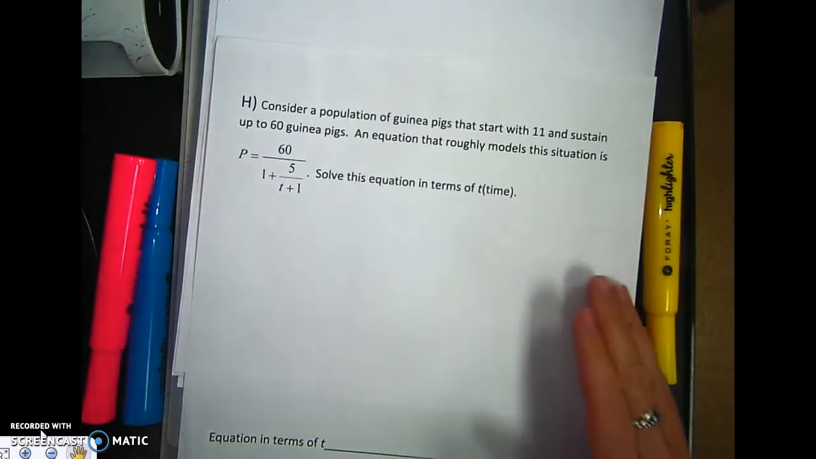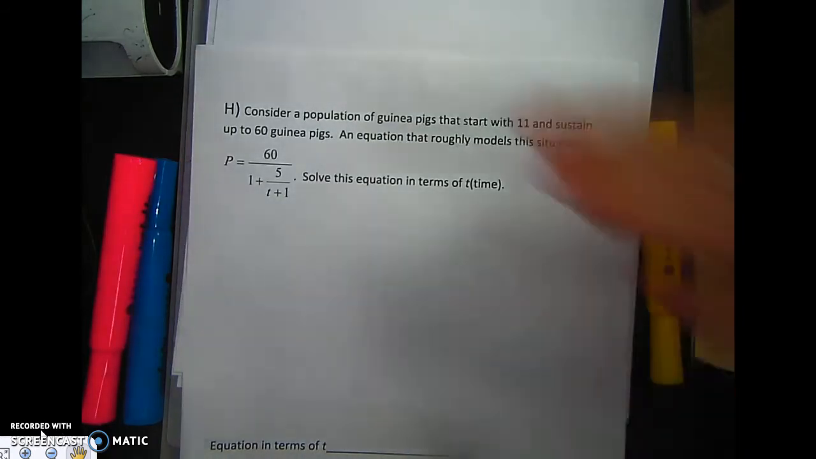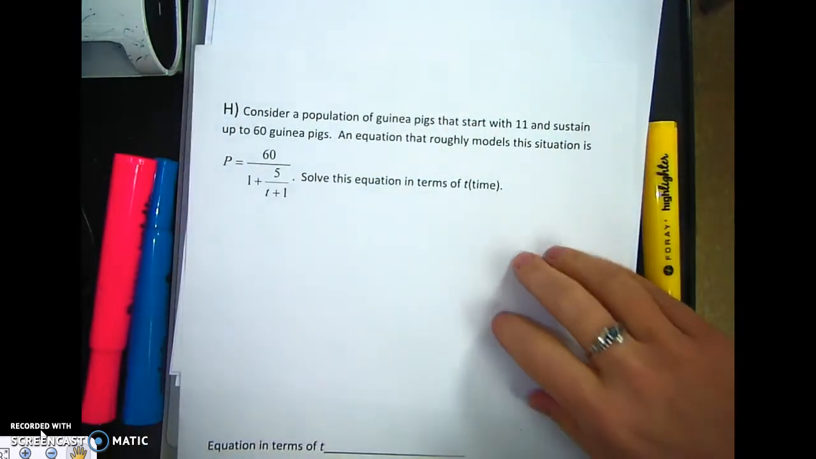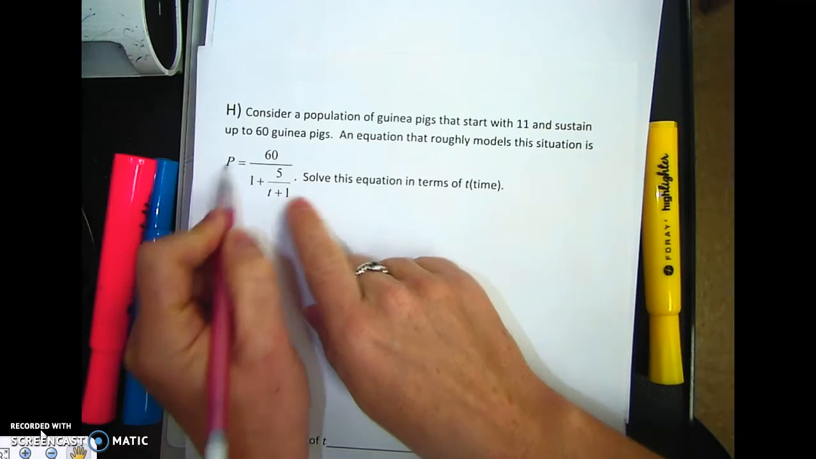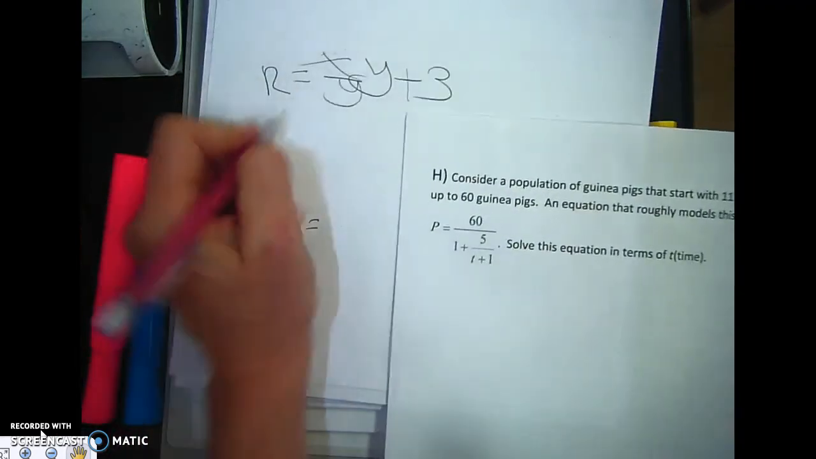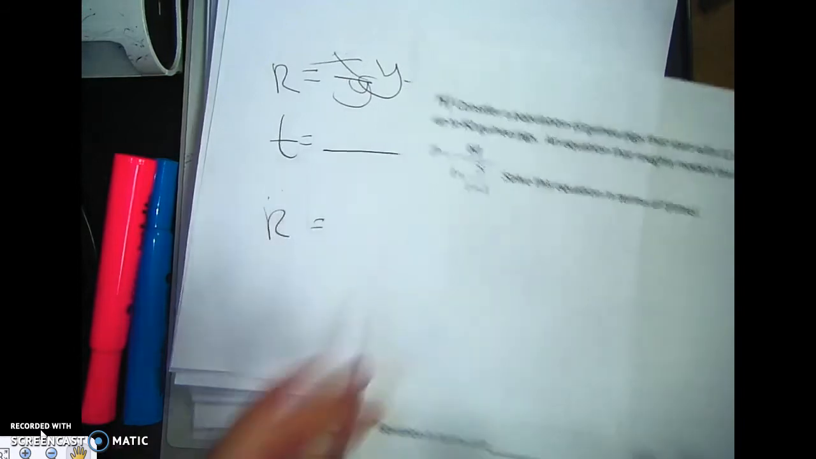This one is probably the most difficult one. And I would say focus on this. And what you need to do is solve this equation in terms of t. So you need to move this whole thing around so that t is all by itself, and that's what you're going to write here. So instead of r equals like in the previous one, t equals blah. And it's going to be manipulated.